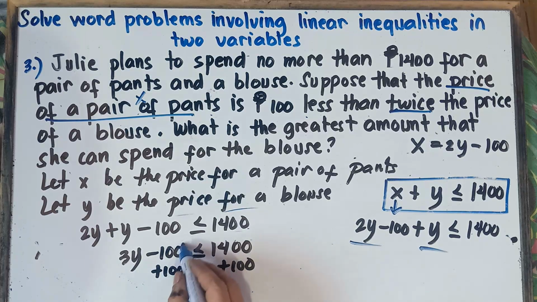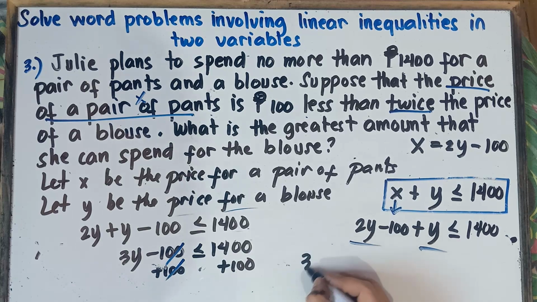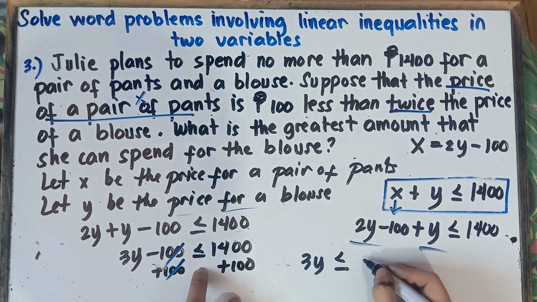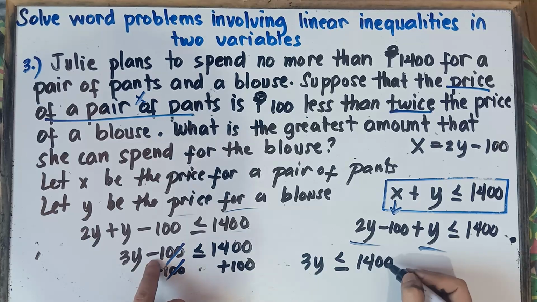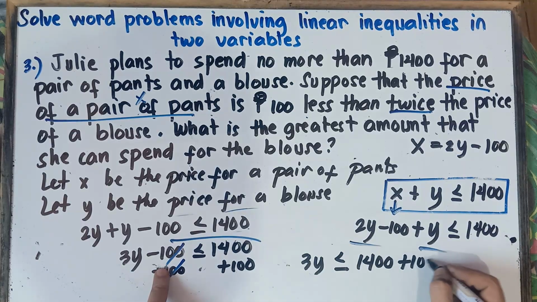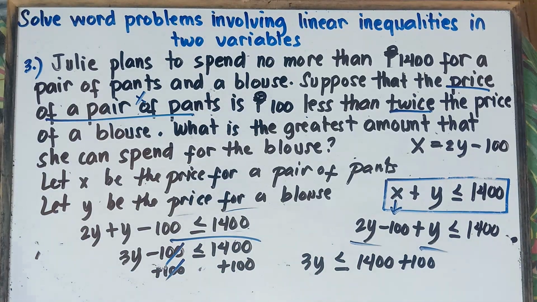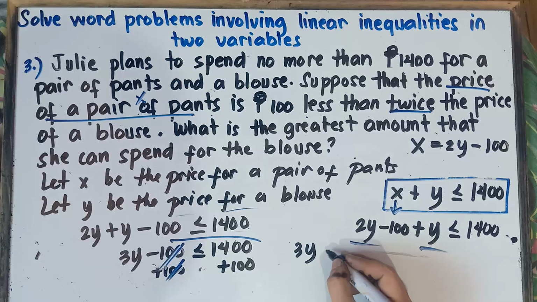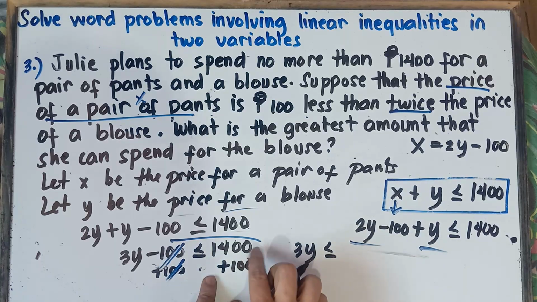So cancel this out. Once again, class, you can just simply transpose this one. Once you transfer, you change the sign. It will become 3Y is less than or equal to 1,400. Then we transpose this one. This is negative, it will become positive 100. You can do this one, class, if you're not confused. For me, class, I just simply add both sides by 100. So cancel this out. So this will be 3Y is less than or equal to 1,400 plus 100.